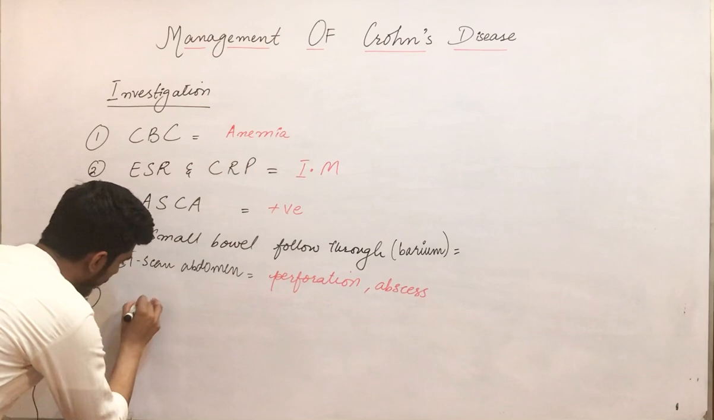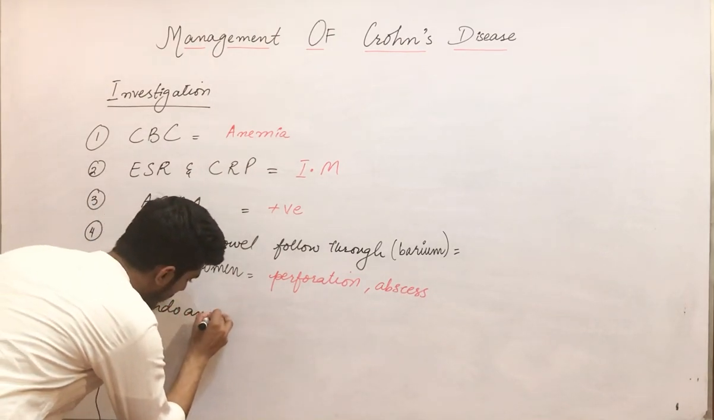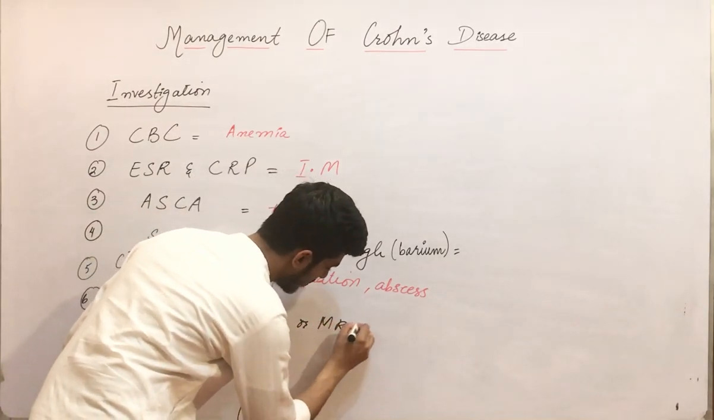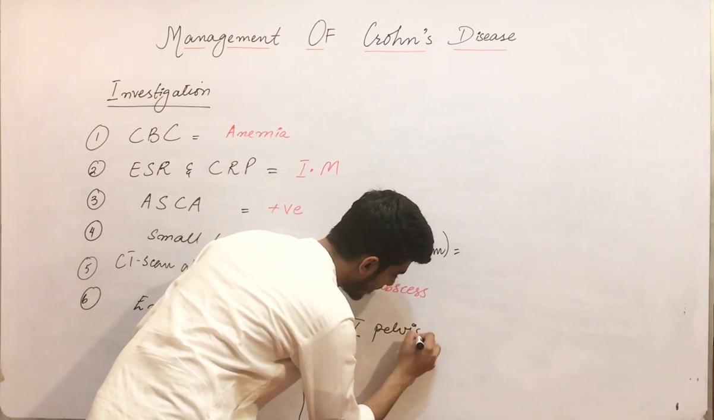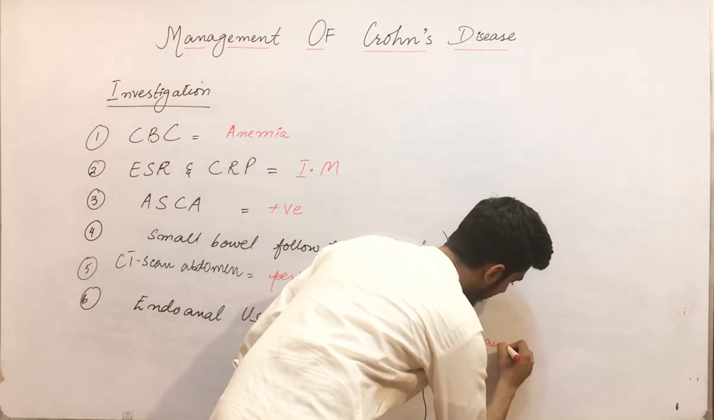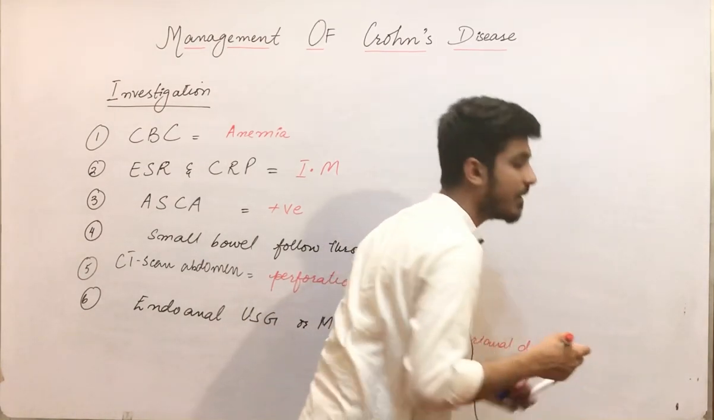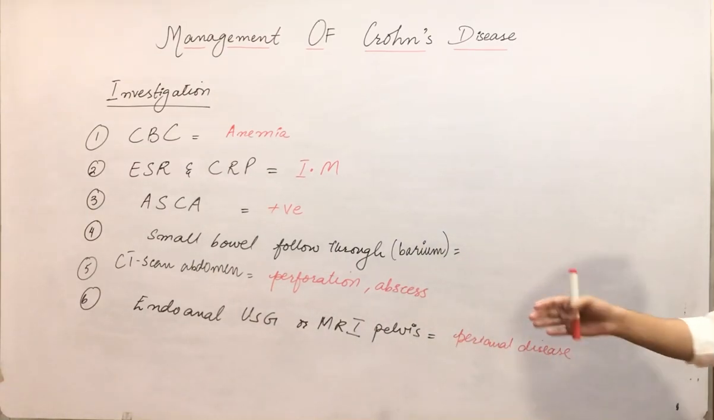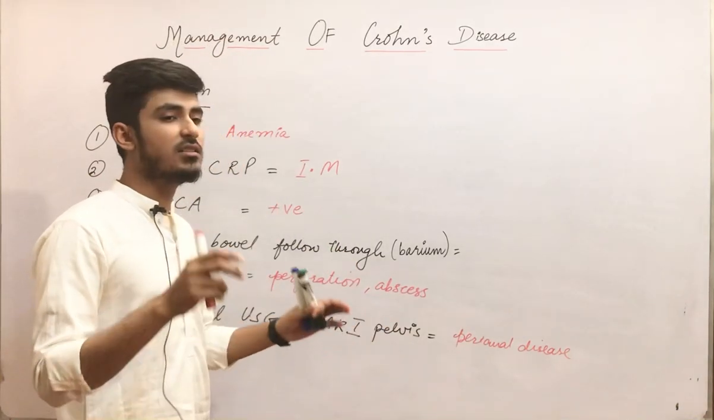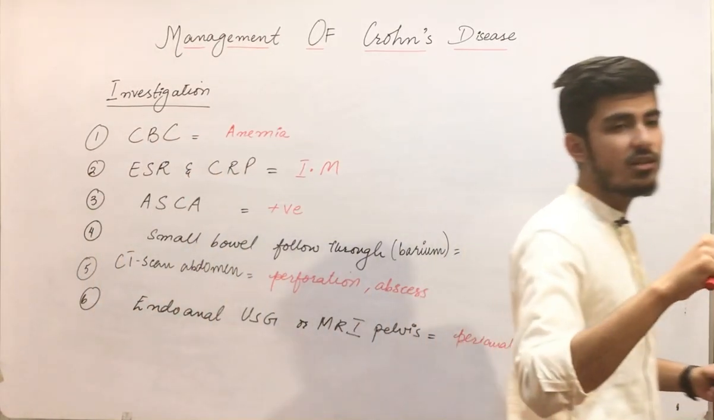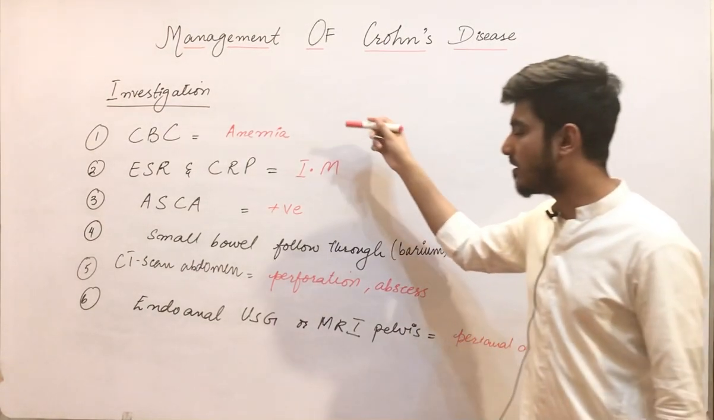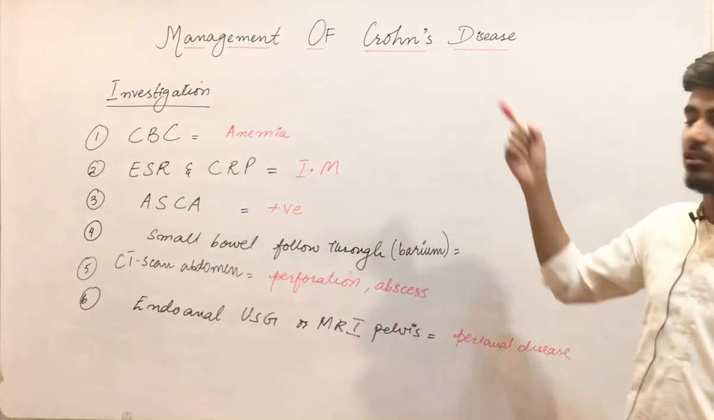Then we are going to do the endo-anal ultrasound or the MRI pelvis. Why are we doing this? This is done in order to rule out the perianal disease. What are the perianal diseases? Like the fissures, like the fistulas, like the anorectal abscesses. So remember that these perianal diseases are a very specific feature of Crohn's disease. They are more common in Crohn's disease. So these are basically the investigations we are going to do in order to rule out Crohn's disease.